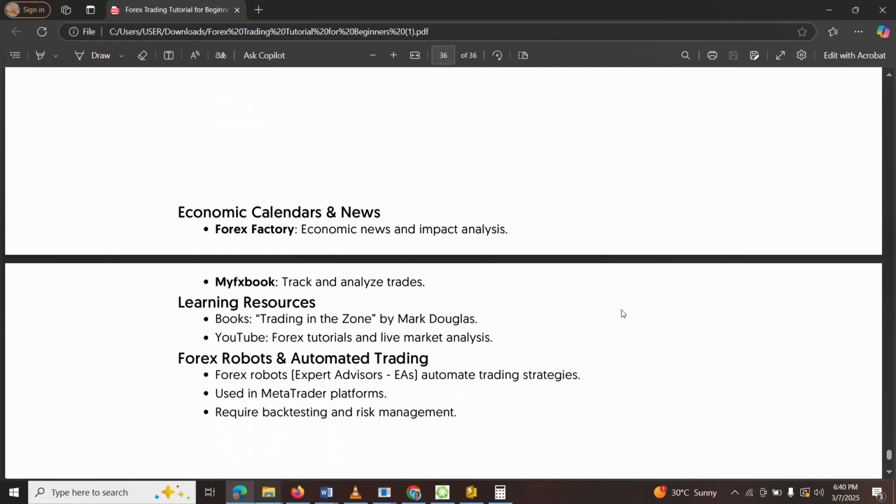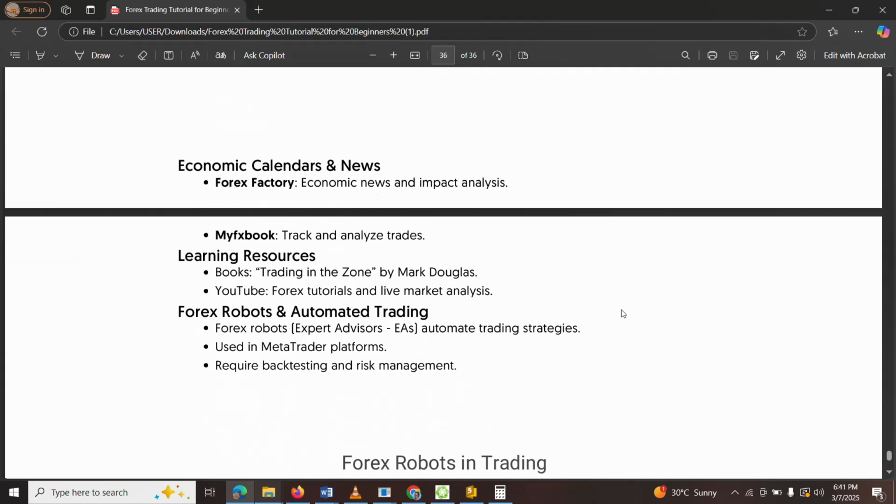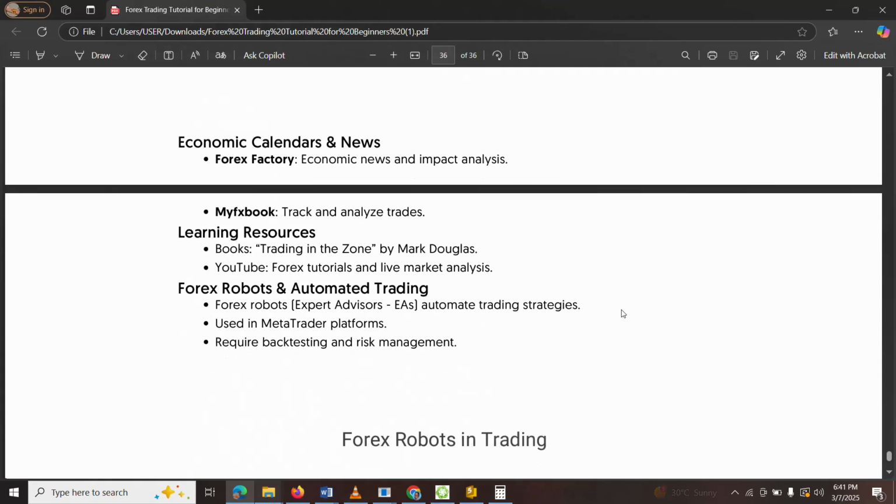On this, the economic calendar and news: how do you use this? This is Forex Factory, for economic news and impact analysis. It is where you view the economic news from the economic calendar. Then we have MyFXBook to track and analyze trades. For learning resources, like I've said, the books, that is Trading the Zone, a very common one by Mark Douglas. Then you can also use YouTube for forex tutorials and live market analysis.